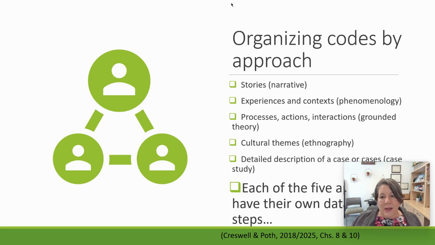So let's talk a little bit about organizing our codes by approach. So for example, in a narrative approach, you're going to be using stories to organize your codes. And now what the titles of your stories are going to be could change according to the data that you did receive. In phenomenology, you're going to be looking at experiences and context. And processes, actions, and interactions are things that you're going to look at for grounded theory. What are some of the processes that came out of that? In ethnography, you're going to be looking for cultural themes. And in a case study, of course, you're going to be looking for detailed description of that case from multiple points of data.